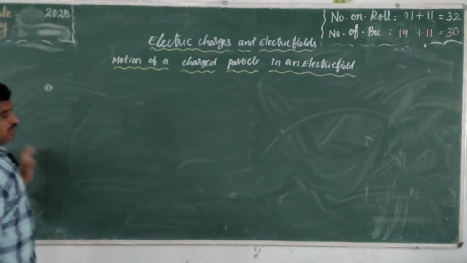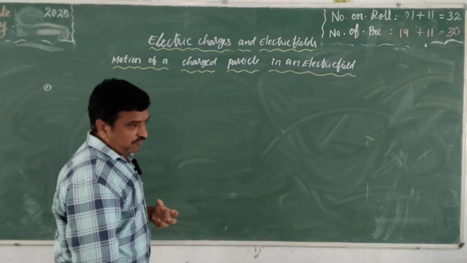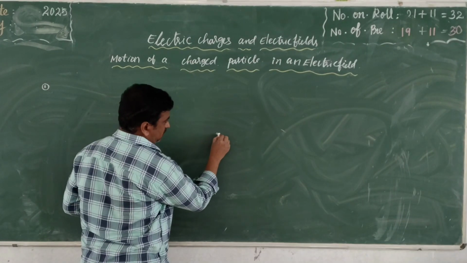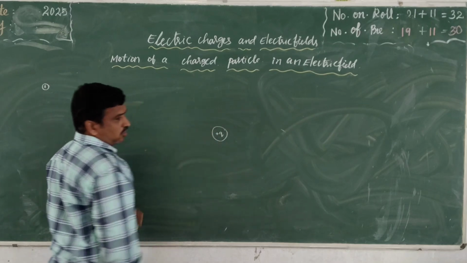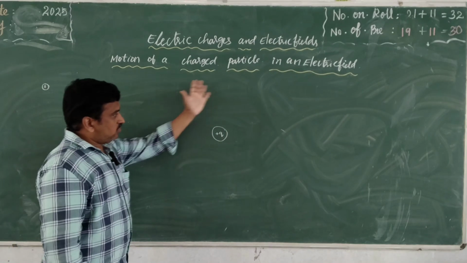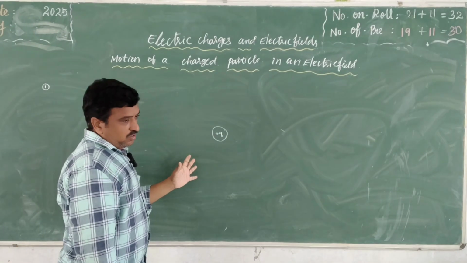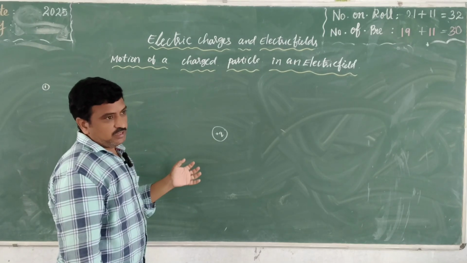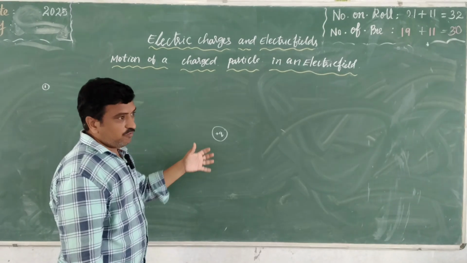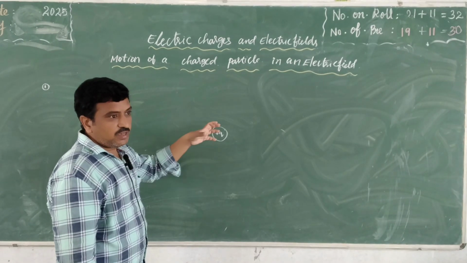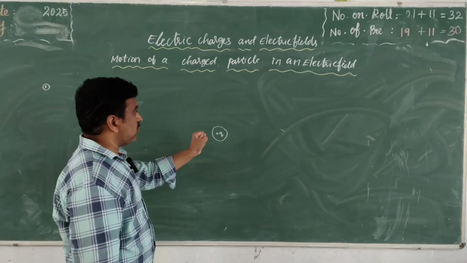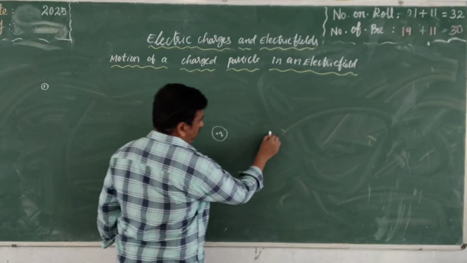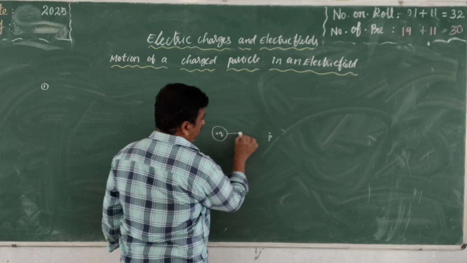Before that, electric field: we know electric field means a region around a charged particle. For example, this is the positive charged particle. Around it, in some region, a force is exerted on another charged particle. A region around a charged particle within which a force is exerted on another charged particle, that region we call an electric field. For a particular point, this point P, we find out the electric field.